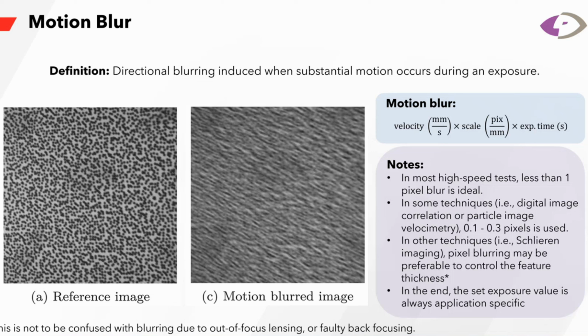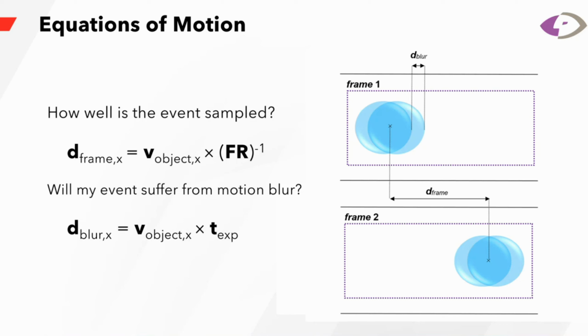These are some helpful equations of motion. I'm not going to go through them in detail, but it's very helpful to know, if you look at the right-hand side, if you have frame 1 and then frame 2, you can see that you have d_blur, which is the distance that your subject blurs in time during a frame. You also have d_frame, which is the distance that the object moves between subsequent frames.